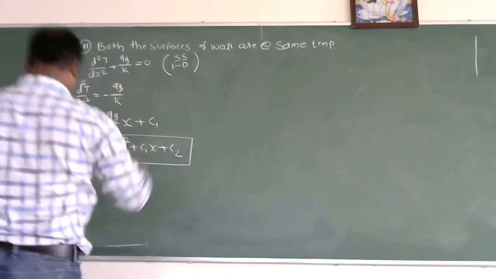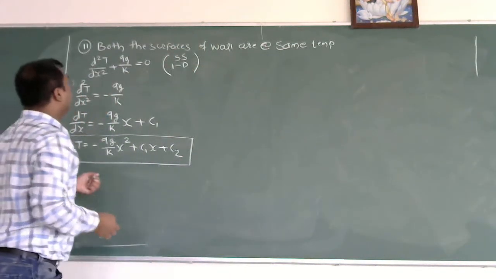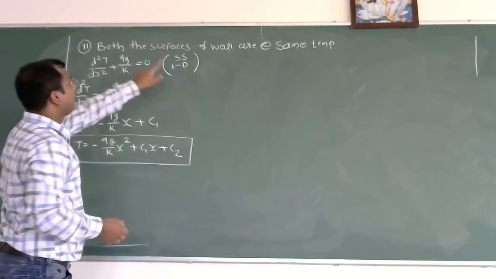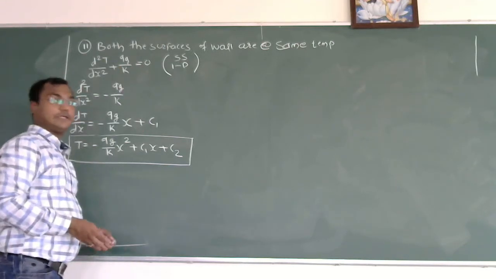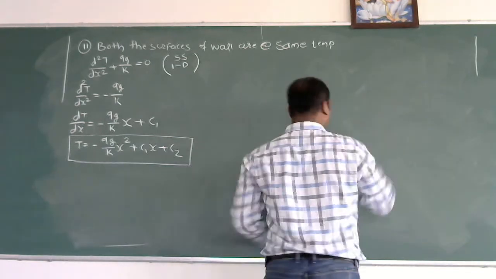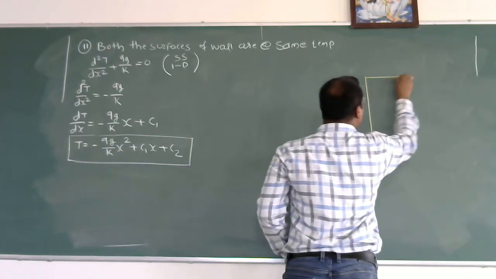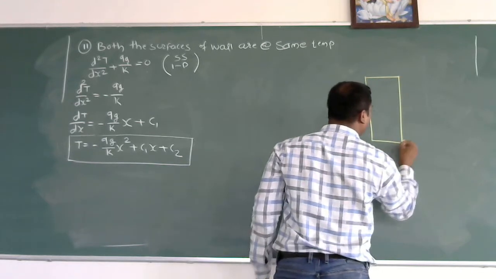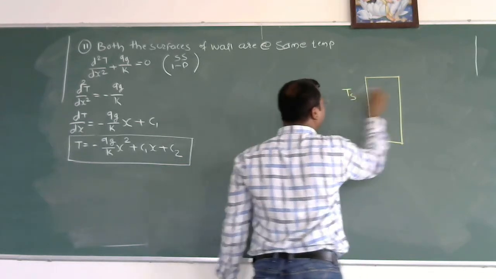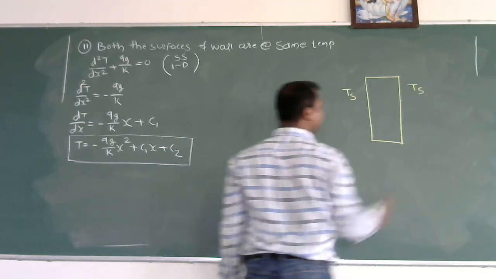Let us take another case: internal heat generation, when both the surfaces of the wall are at the same temperature. Now suppose I draw the wall like this. Both the surfaces are at the same temperature, so I am writing this as Ts.